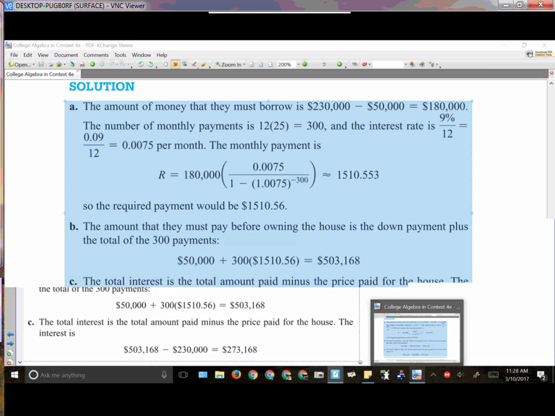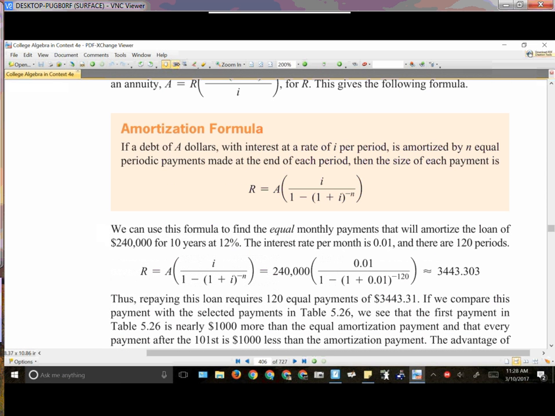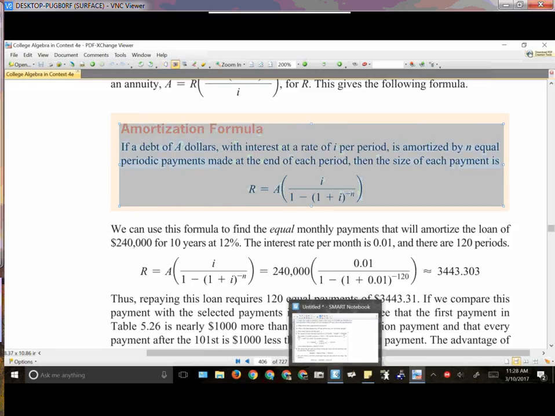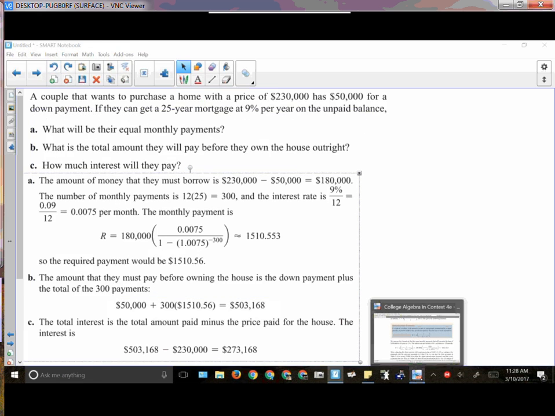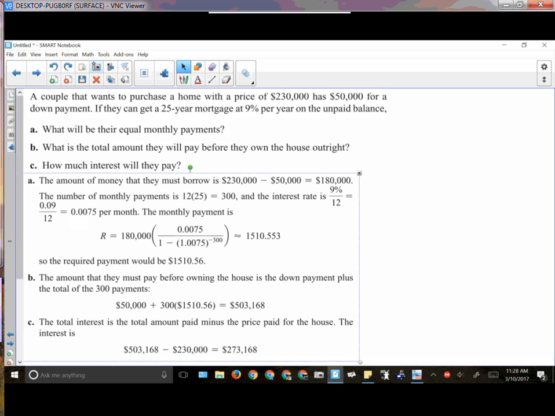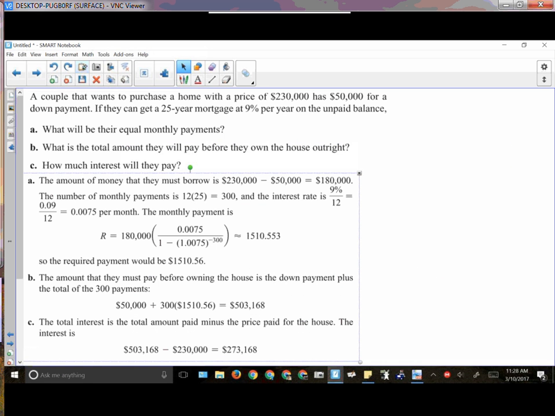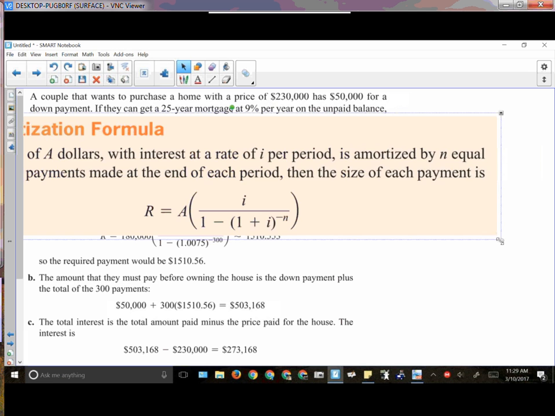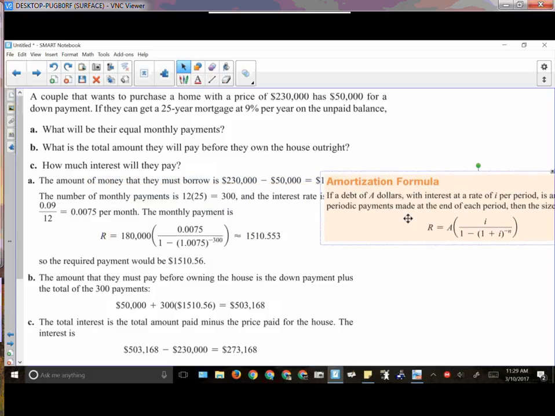So now let's see, I need to go back up and grab my amortization formula. Why in the world is this not working?